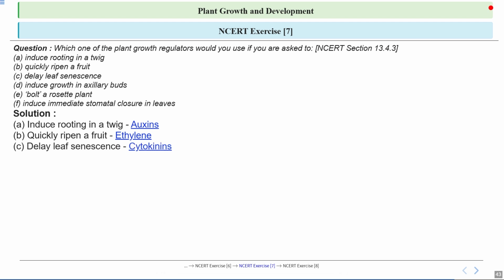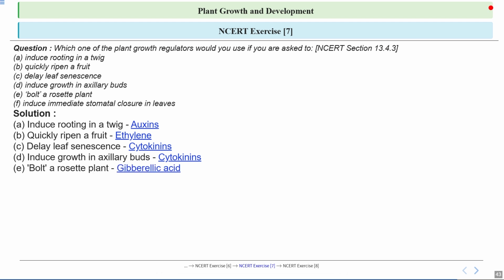To delay leaf senescence, cytokinins are used. We have already discussed that cytokinin keeps these plants young. It basically keeps leaves green and healthy for a longer time, almost like an anti-aging treatment for plants. This is why florists sometimes use cytokinin to keep cut flowers fresh. To induce growth in auxiliary buds, cytokinins are again the answer. They encourage the dormant buds to grow, leading to bushier plants. This is why pruning, which reduces auxin levels, can also stimulate bud growth.